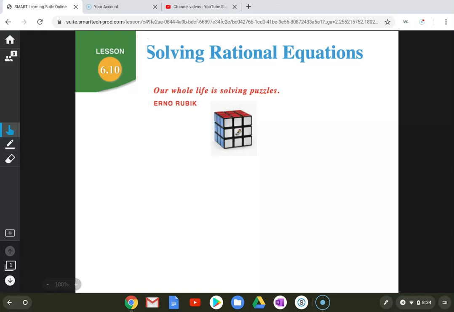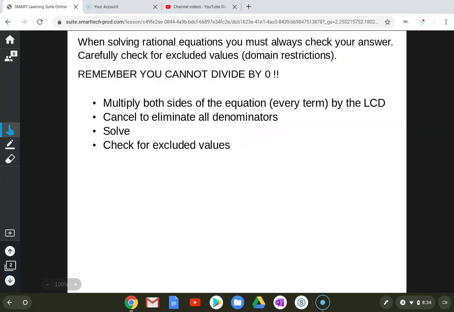Hey everyone, it's time to do our very last section for chapter 6, which is section 6.10. Today we're going to learn how to solve rational equations. They're just equations that contain rational expressions. Here we go. So, there are some steps.